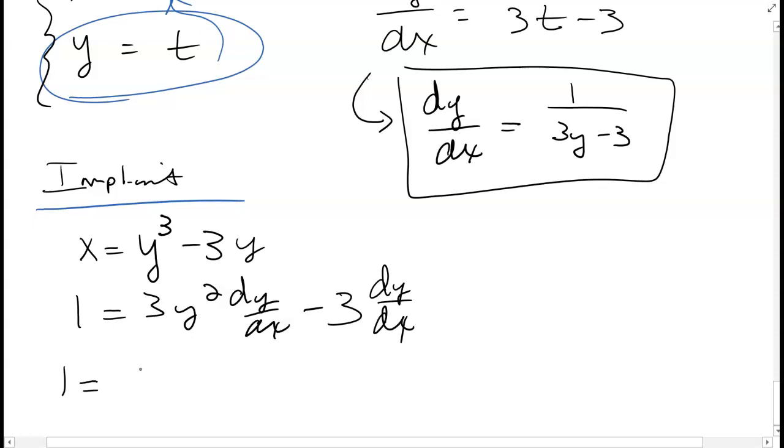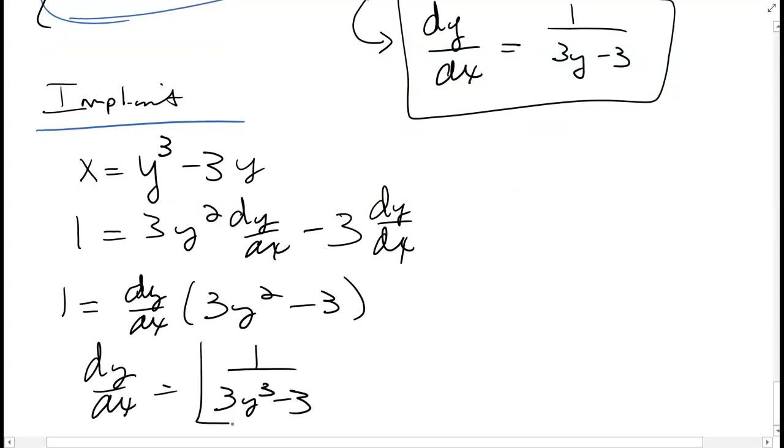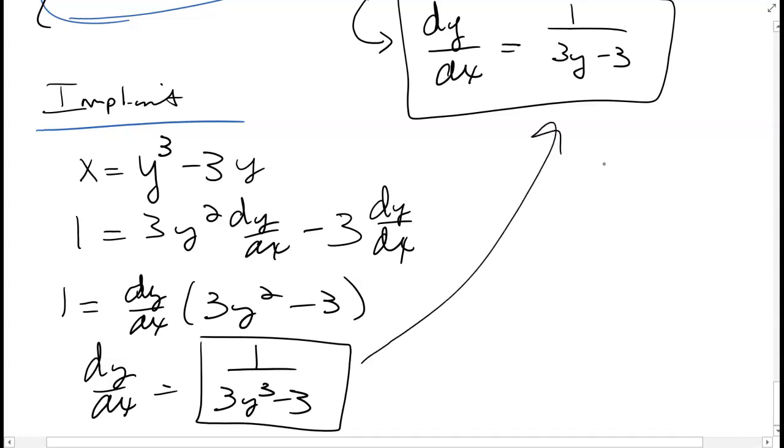So you have 1 equals dy/dx times 3y squared minus 3. Then I've got to divide by it. So dy/dx equals 1 over 3y squared minus 3. Not that this one was that hard, but you may recall they do get much more difficult. It's exactly the same. Okay?